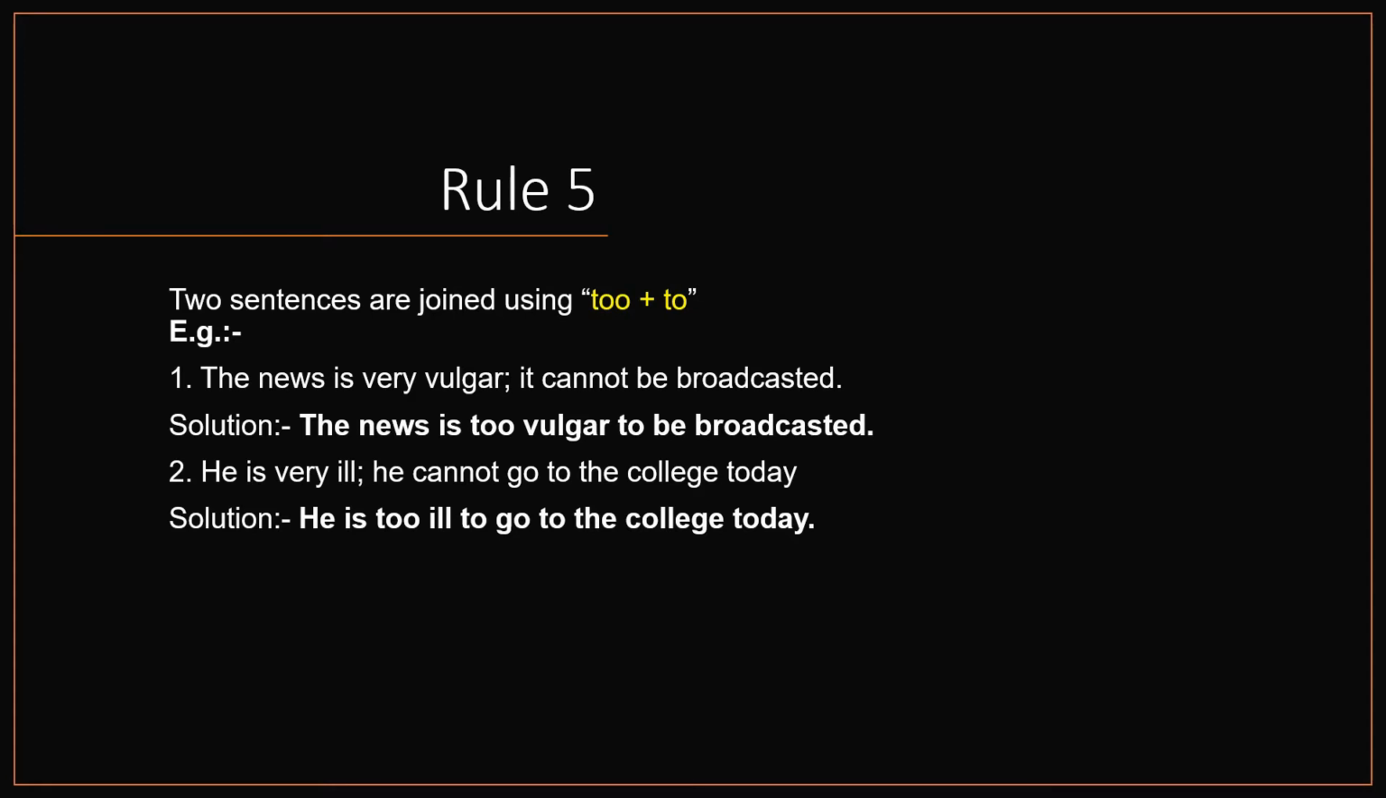Second, he was very ill. He cannot go to the college today. Solution: he is too ill to go to the college today. All the 5 rules are talking about the removal of to and addition of so and that. But when we are told to add too, the sequence will be vice versa.